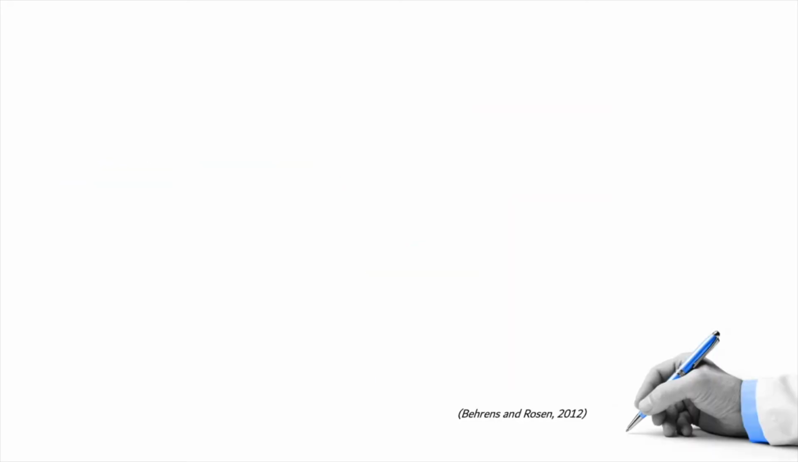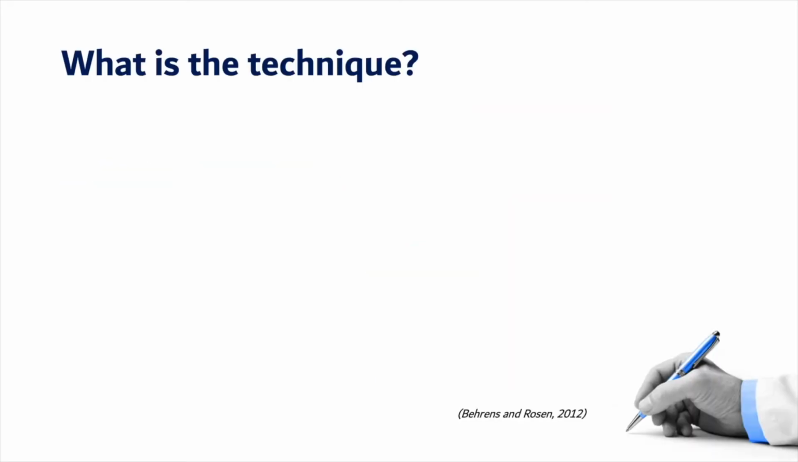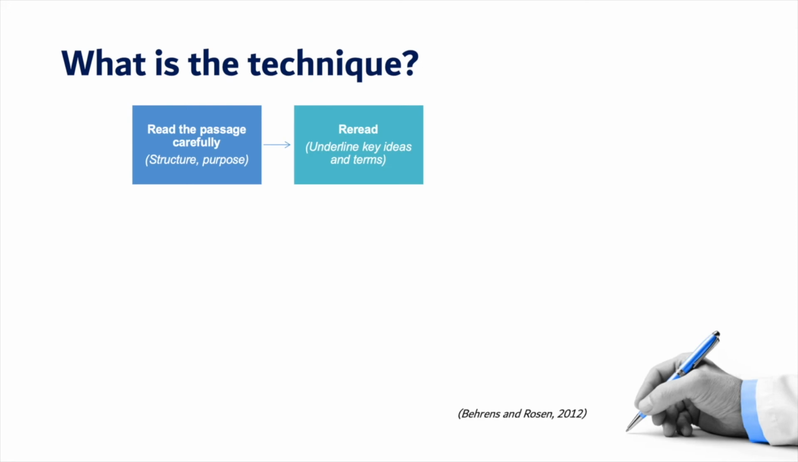So now we're going to talk about the technique. So what is the technique of making a good summary? So I will explain it step by step. The first step is to read the passage carefully. So you know the structure, you have to find out what is the purpose of the author in writing the text. So it will help you to distinguish between the more important and the less important information. And then after that, reread the text and then underline the key ideas, the key terms, and label. So you will divide the passage into sections so that you will understand it clearly.